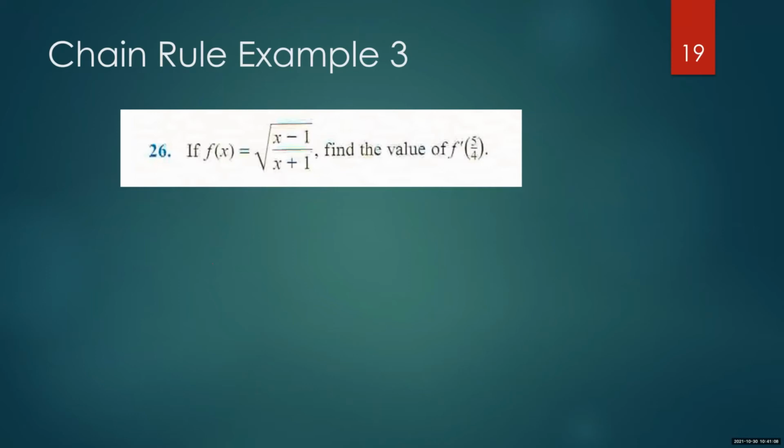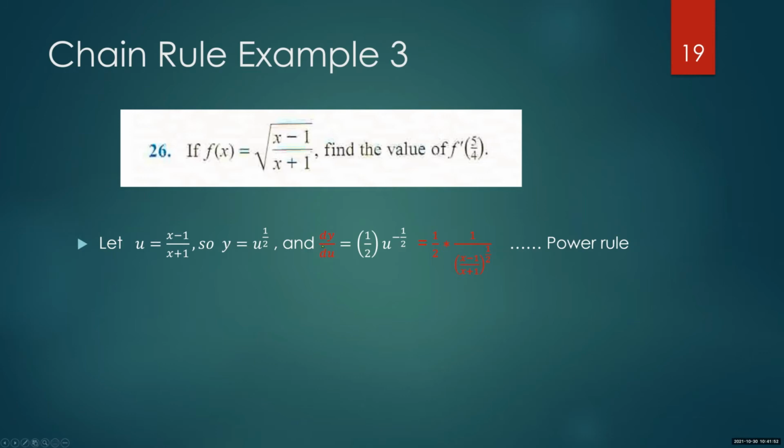So here's another chain rule example. If f of x is equal to the square root of x minus 1 over x plus 1, we want to find the value of f dash of 5 over 4. So we're going to let u be equal to x minus 1 over x plus 1. So y is equal to u to the power of a half, and dy du is equal to half u to the power of minus a half. That becomes a half multiplied by 1 all over x minus 1 over x plus 1 to the power of a half. That's simply using the power rule. So that's the dy du piece.